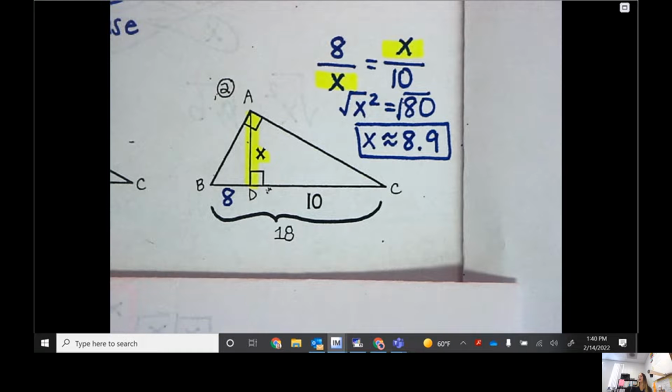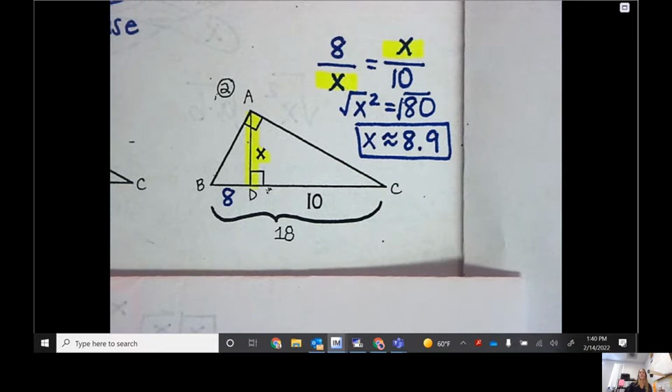But be careful with that one. I gave you the whole thing was 18, right? So the 2 pieces that make it up are 8 and 10. Don't use the 18 in there. Don't be tricked. Don't be fooled. All right, the 2 pieces are 8 and 10. Cool. All right. What about number 3?